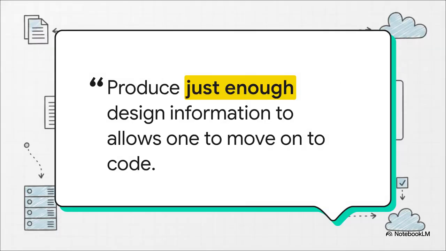I absolutely love this quote from the source material, and it should be a massive sigh of relief for developers everywhere. Produce just enough design information to allow one to move on to code. Remember, your goal as a software architect is not to write a dense 500-page academic manual. Your goal is to capture the design in a way that's simple to use and easy to change, giving your builders just enough instruction to safely start swinging their hammers.